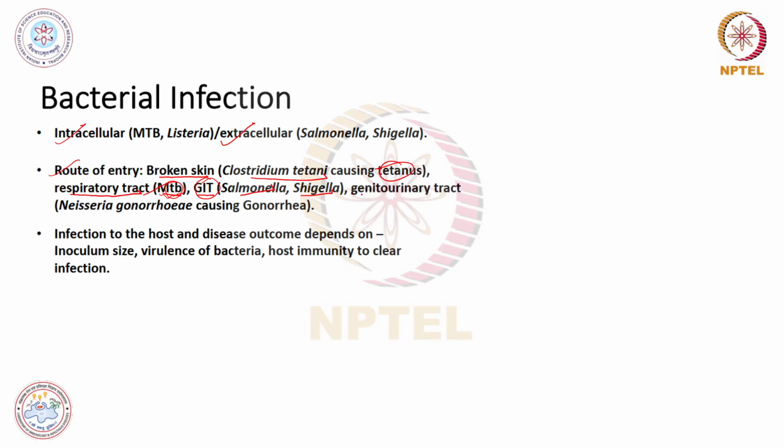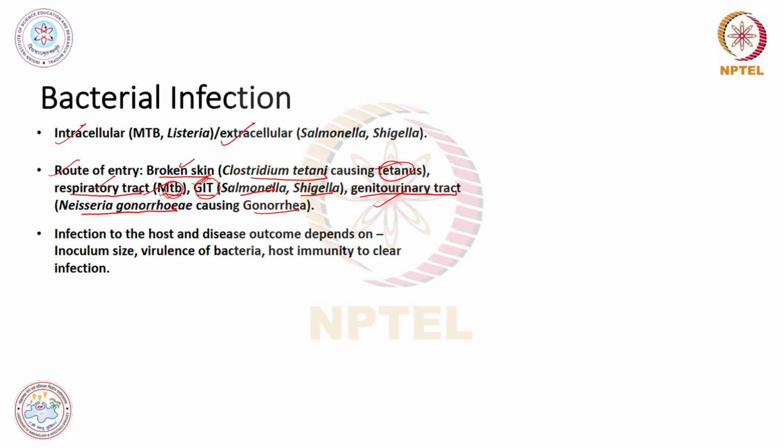Then the next route of entry is your genitourinary tract. Like when we say somebody got a UTI, urinary tract infection. That can be mediated by Neisseria gonorrhoeae, which can cause the gonorrhea disease. So that's why it is advised to maintain hygiene in public places. So these are the different routes of entry: via skin, via your respiratory tract, via GI tract, or via urinary tract.